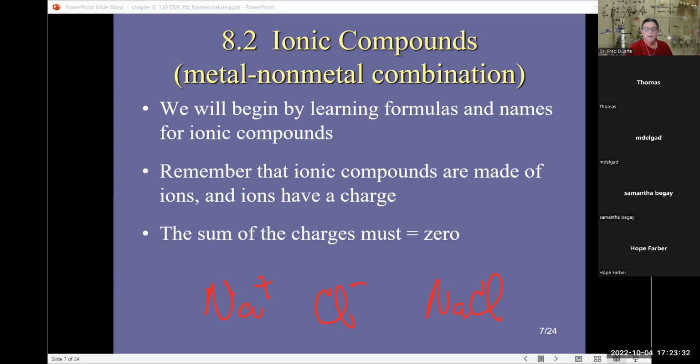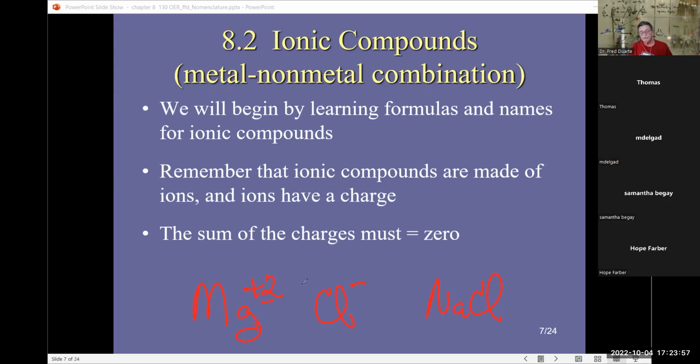Okay, and their sum equals 0, 1 of each. Now, if, for example, I have magnesium. Let's do magnesium, right? Well, if you don't know, you should know that magnesium always has a +2. It's a group 2 element. It's a group 2 metal. It will have a +2 when it becomes an ion, okay?